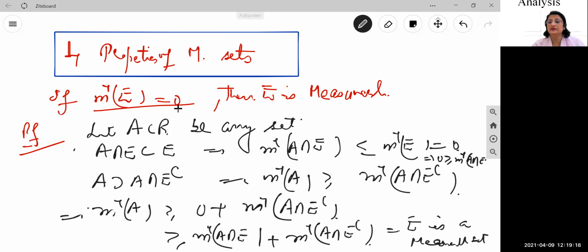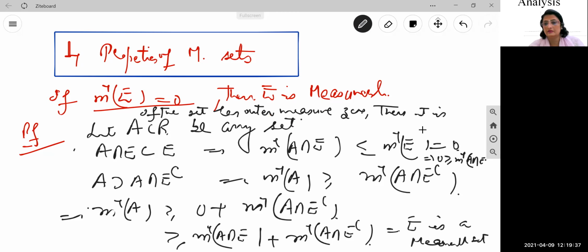So in other words, we can say that if the set has the outer measure 0, then it is measurable. If the set has outer measure 0, then it is measurable. Then it is measurable. So for example, let's do its example.